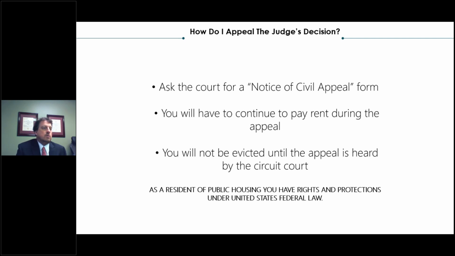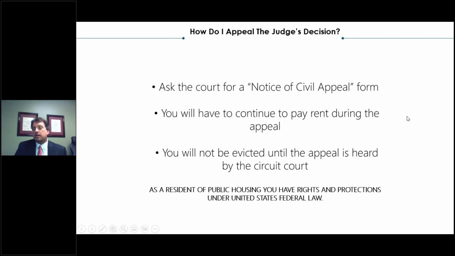sccourts.org is our court's website. They do have a link for documents, and you can search documents there, magistrate forms or common pleas forms, but it would be called a notice of civil appeal. Okay. You still have to pay rent during that time.